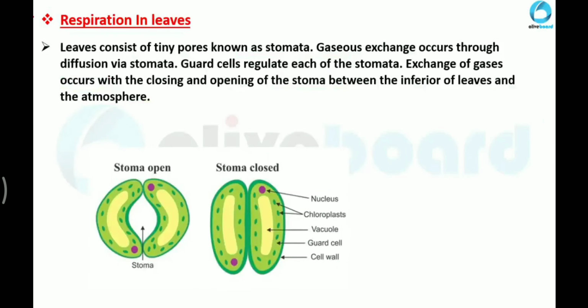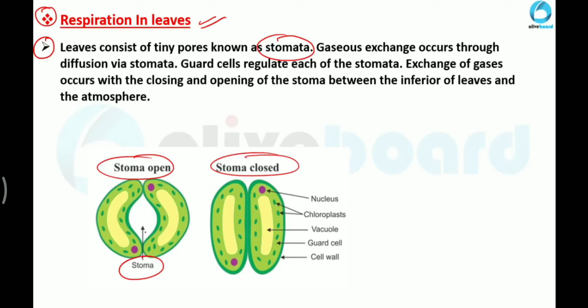Now we will talk about respiration in leaves. Respiration in stem is not so important, so I haven't taken that. Respiration in leaves: leaves consist of tiny pores known as stomata. Here you can see these are stomata. This is the opened form, stoma open and stoma closed. With the stoma open, these stomata exchange gases with the atmosphere.